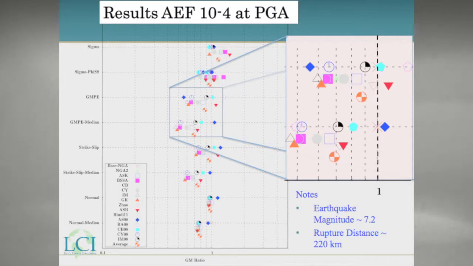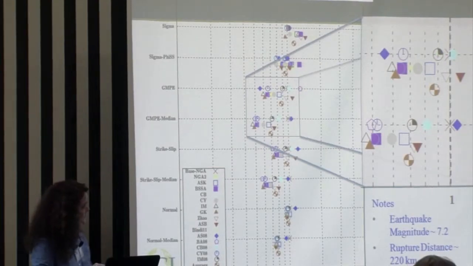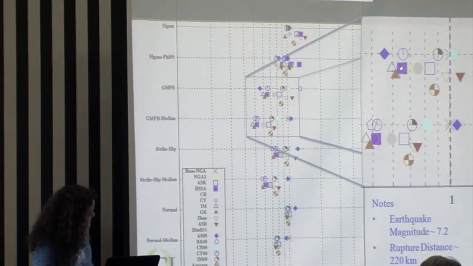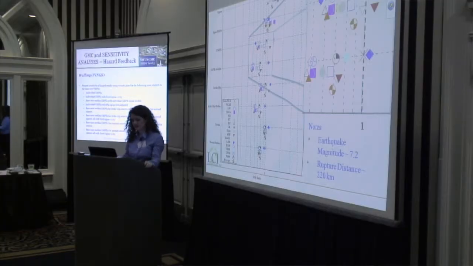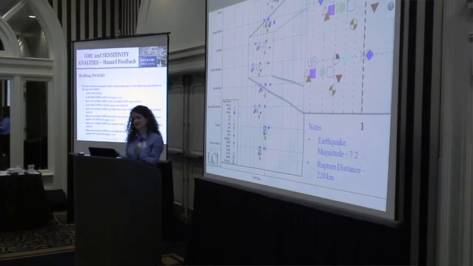PGA, you can see that there's a larger dispersion for the 2008 models, but now there's a smaller dispersion for the 2013. So this tells me that the models are now having a closer agreement. As more data came in, more of the models are coming closer together, and the uncertainty is now decreasing.